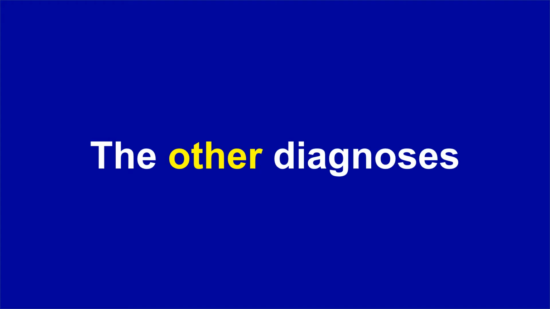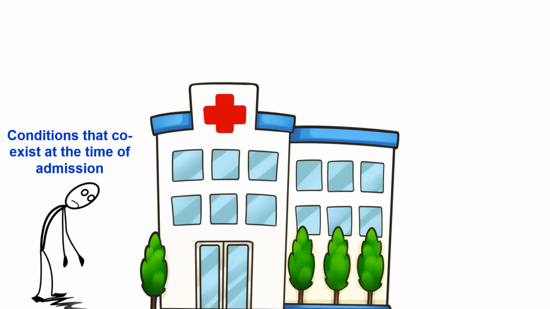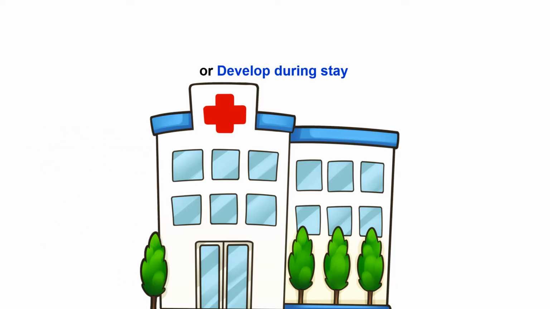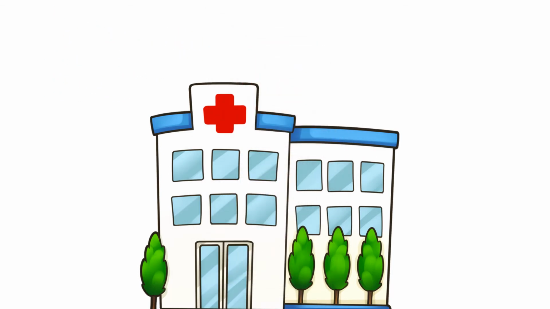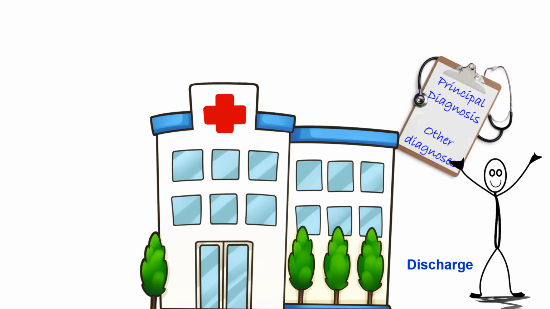What is the other diagnosis or the other diagnoses? These are conditions that coexist at the time of admission or have developed during stay. But there is a very important condition. These conditions must have affected the clinical evaluation, must affect treatment, must have required investigation or care, or extended the length of stay, or increased the risk of complications to the patient. These conditions are called the other diagnoses and will be documented below the principal diagnosis.